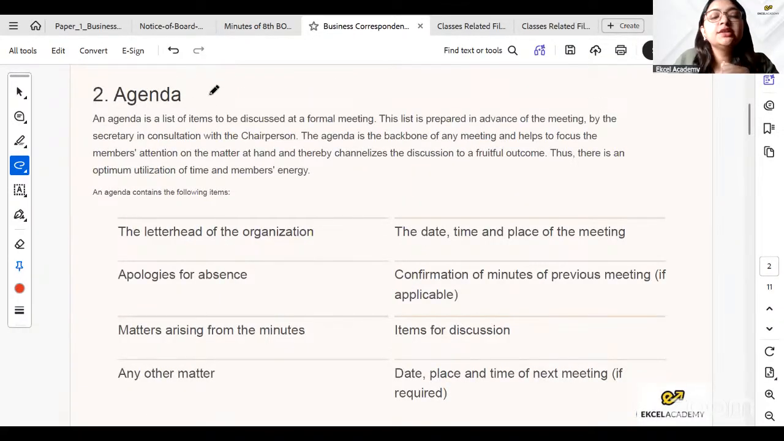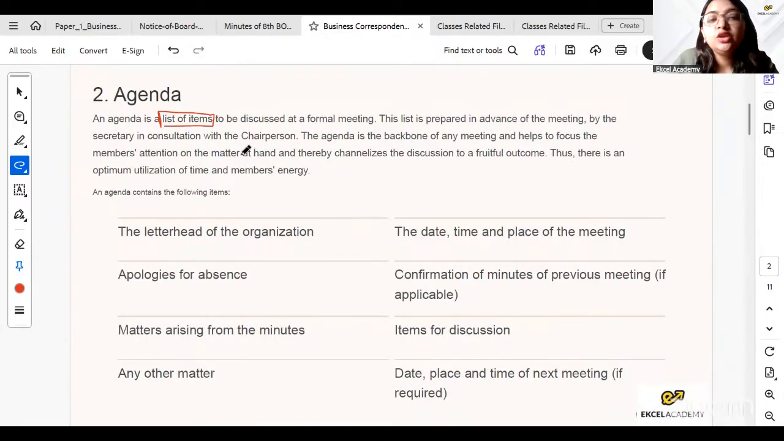Okay, so what does notice intimate? Notice intimates what is the time of the meeting, date of the meeting, day, venue of the meeting, right? What is agenda? Agenda is a step ahead of the notice, wherein you will be listing down the list of items that are going to be discussed at your meeting. Okay, this list is prepared in advance of the meeting by the secretary in consultation with the chairperson. Okay, the agenda is the backbone of the meeting and helps to focus the members' attention on matters at hand.